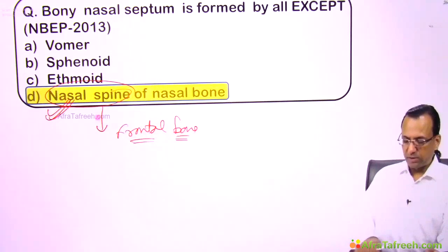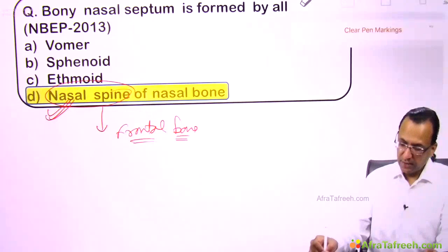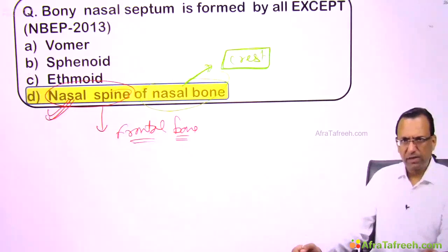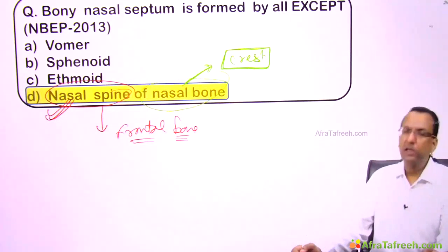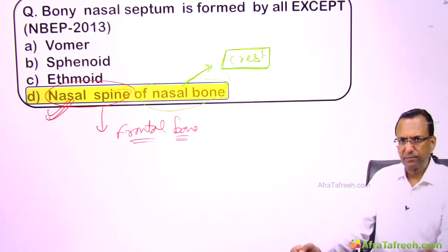So if the frontal bone is giving the nasal spine, then what is the nasal bone giving? The nasal bone is giving what is called a crest. Crest of the nasal bone. Actually, for the nasal septum, we have 3 crests, actually 4 crests. What is this crest? Crest of the nasal bone. And who else is giving the crest? Let us find out, but this is the answer.